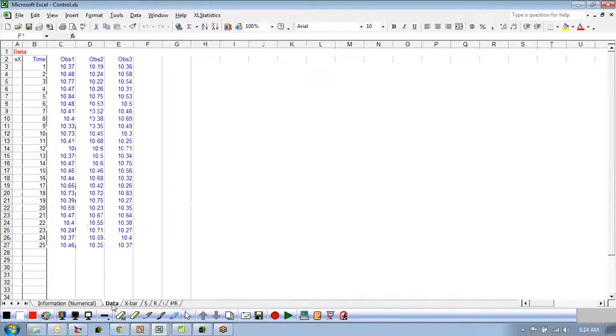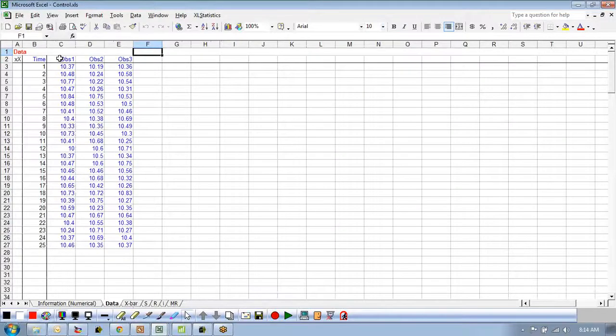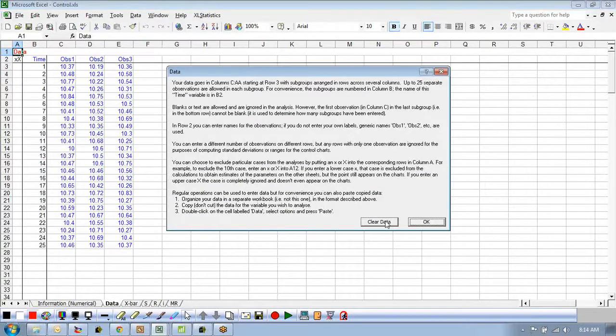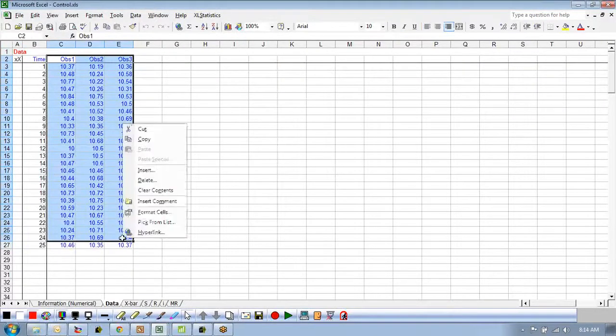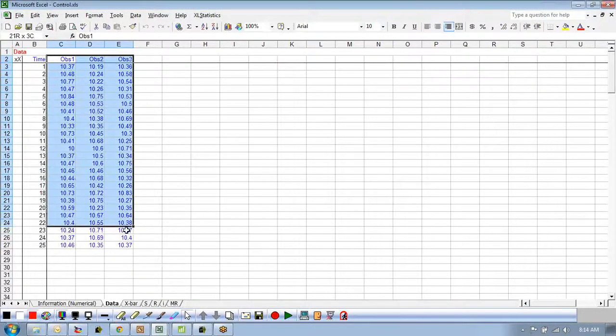But we have to get the data in first. And if we go here, see that there's our data. Now, if you recall, you can double-click on anything that's red, and this is actually going to be helpful. If you double-click on data, you can clear the data from it. Or you can just clear it yourself, doing a selection and clearing it out. That's what I'm going to do.